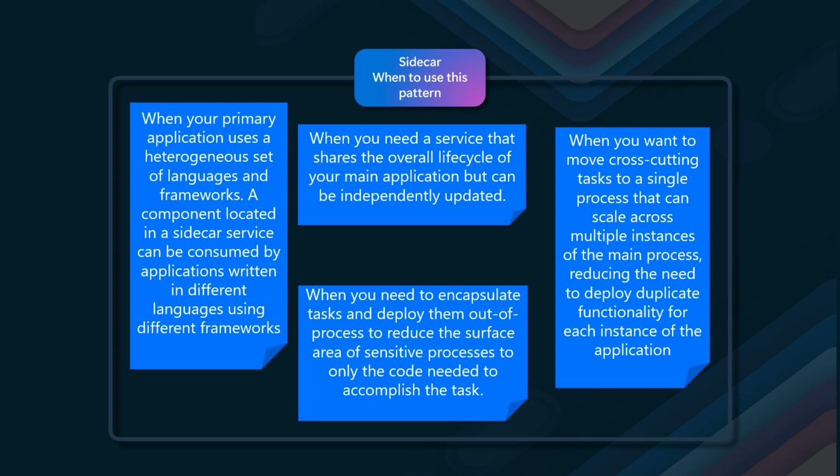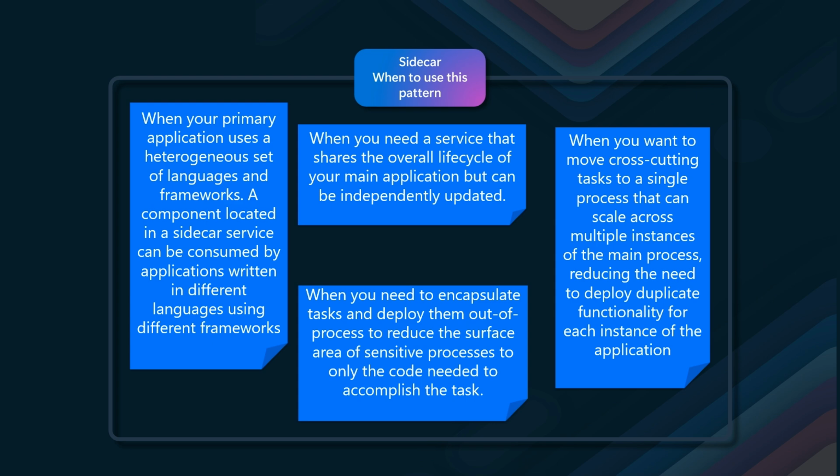Co-location requirements. So when a component or feature must be co-located on the same host as the application, this ensures that the component can access the same resources and environment as the primary application. Independent updates. When you need a service that shares the overall lifecycle of your main application but can be independently updated, this allows for flexibility in updating the sidecar without affecting the main application.